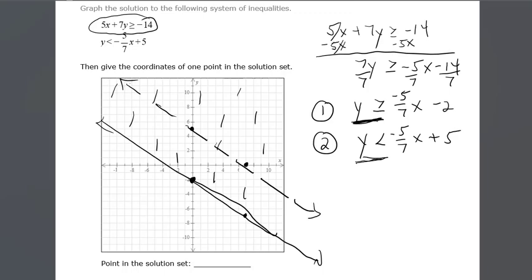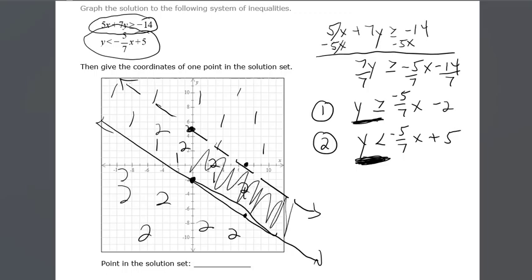Okay, so now we shade or indicate where we would shade. The values of y that are less than would be below. So all of these values where you see 2, all those points would be solutions to the second inequality. Now remember, we're interested in where the points are solutions to both. And there's only one area that has both 1s and 2s, and that's between those two boundary lines. So all the points between the boundary lines are solutions.